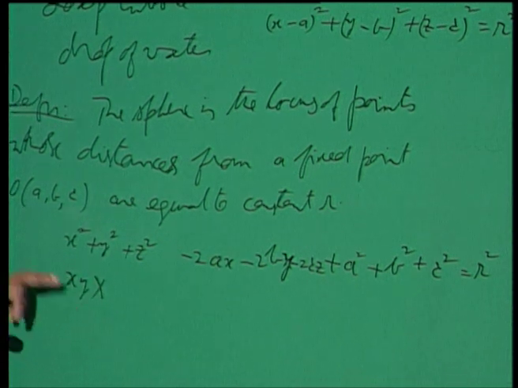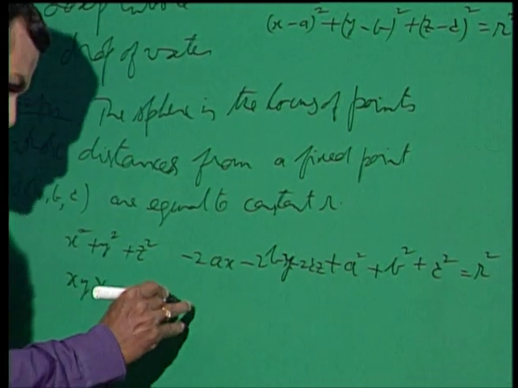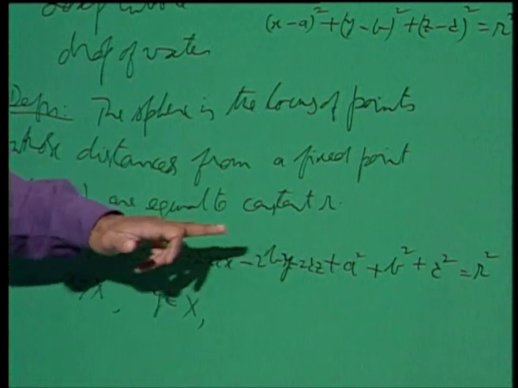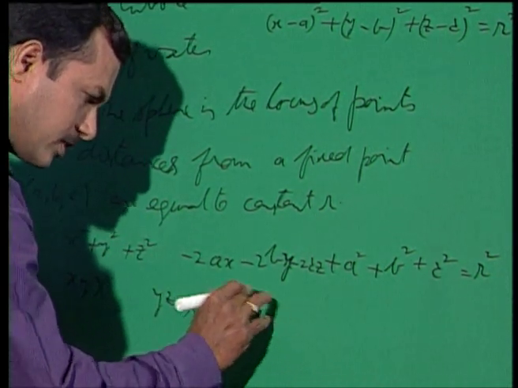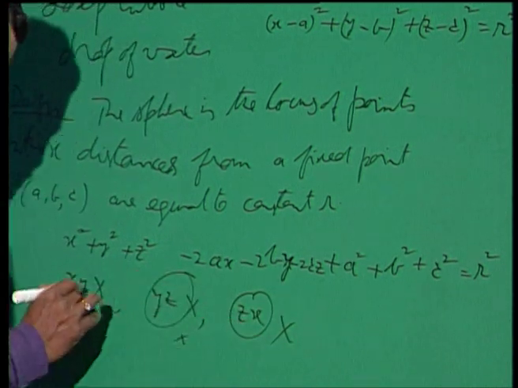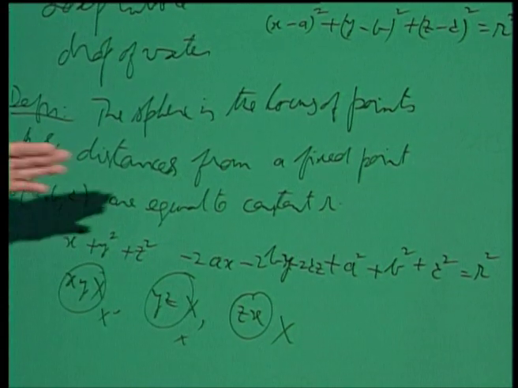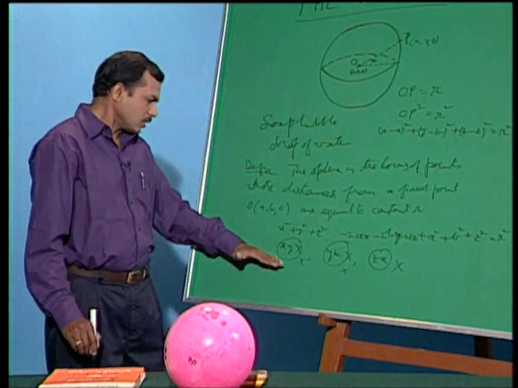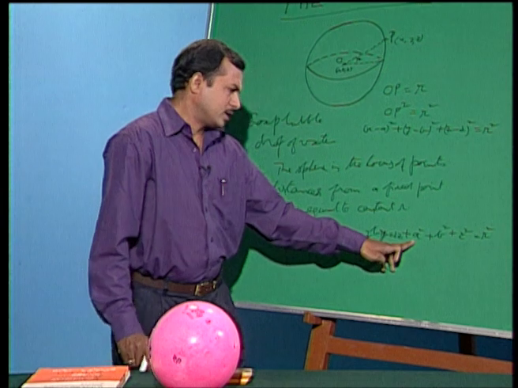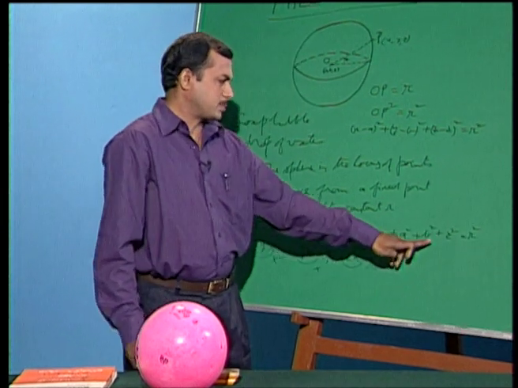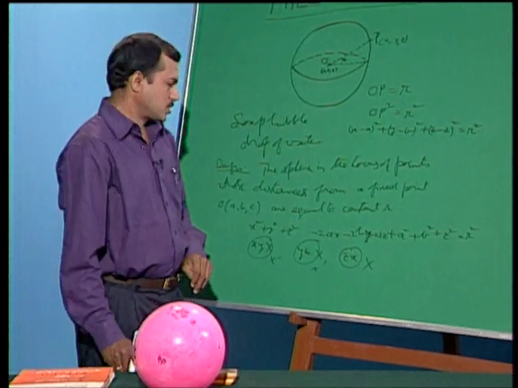The term xy is not present, the term yz is also not present in this equation, the term zx is also not present. These are missing. These are not part of this equation, and there are first degree terms, and this is the constant term: a square plus b square plus c square minus r square is the constant term.